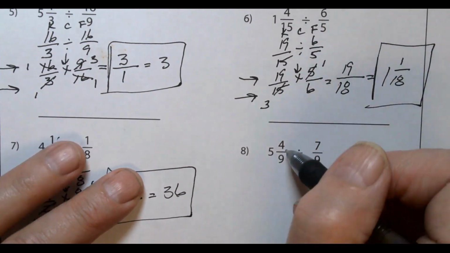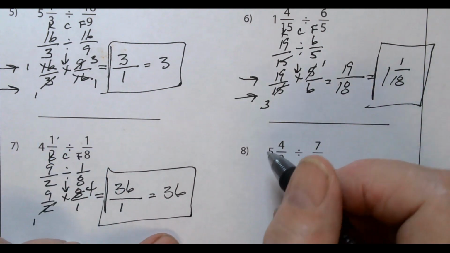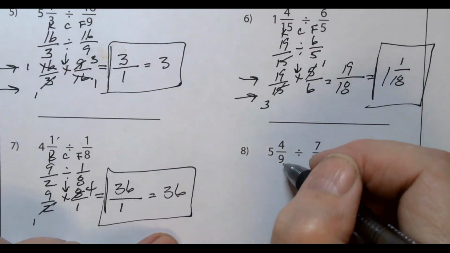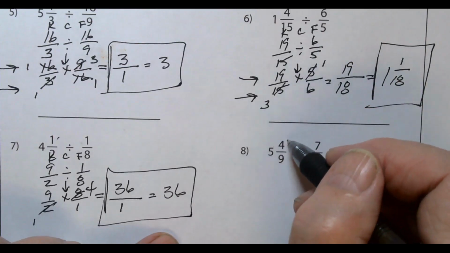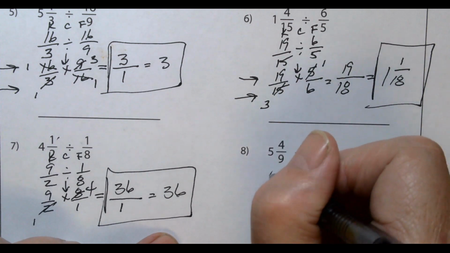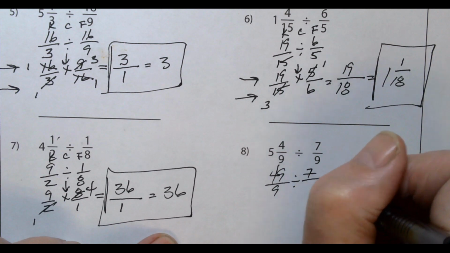I first have to change that to an improper fraction. 5 times 9 is 40. No, 5 times 9 is 45. 45, 46, 47, 48, that's 49. So that's 49/9 divided by 7/9.